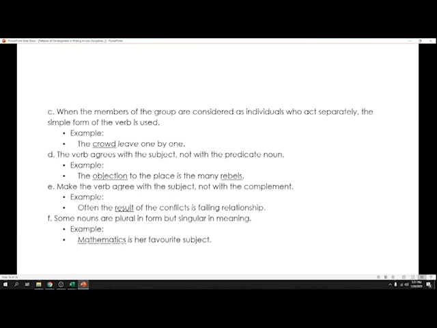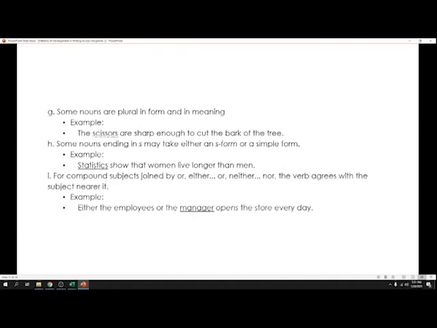Next, we also have some nouns that are plural in form but singular in meaning. For example, mathematics. So, ang mathematics is plural siya in form. Bakit? Kasi meron siyang S. Pero, ang meaning niyan ay singular. So, gagamitin natin is singular. For another example, Philippines, physics. So, those are words na, or nouns na, plural siya ng form, pero singular ang meaning niya.